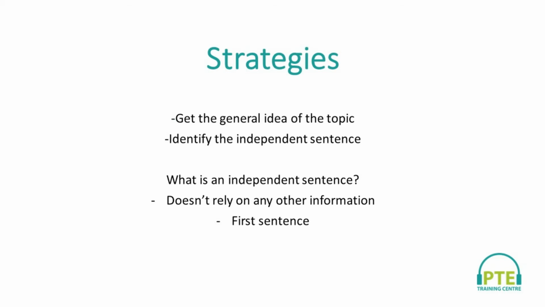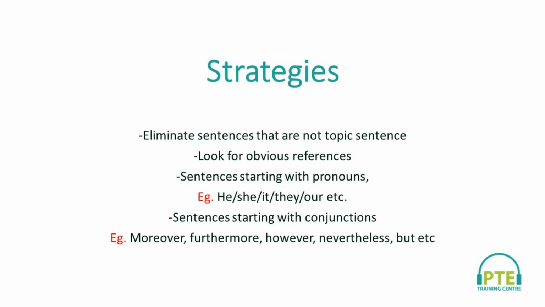Alright, so what are some obvious indicators when it comes to eliminating the sentences that are not a topic sentence? Sentences that start with pronouns such as it, he, she, they, we are definitely referring to some person or people that must have been mentioned before. Likewise, sentences starting with conjunctions such as moreover, furthermore, nevertheless, but, however, etc. should not be put first. Okay, that's the general thumb rule.